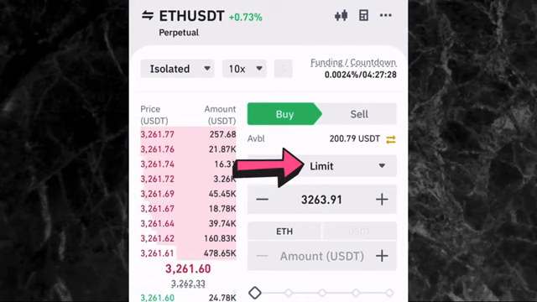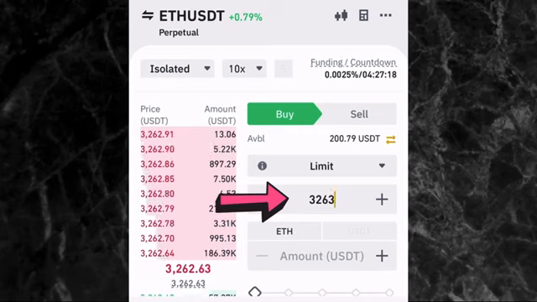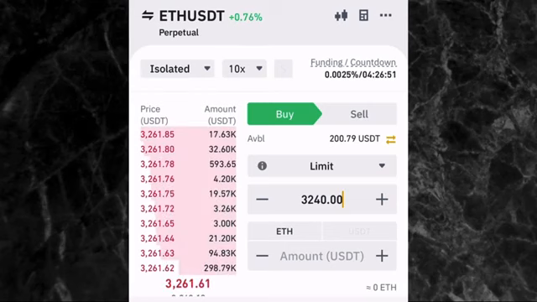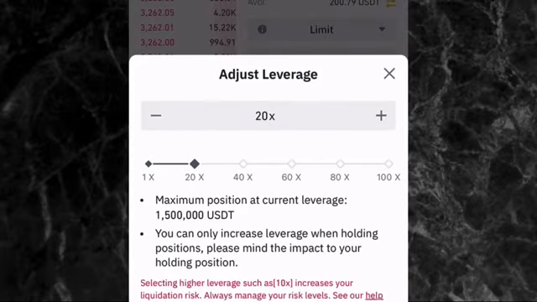Limit will allow us to set the price we want to enter the trade. Let's say, for example, you can see the price is currently at $3,260. We can decide that we want to enter the trade when it gets to $3,240. After you enter the price you want to enter the trade at, the next thing is to pick your leverage. At the top of the screen right here, beside isolated, tap on it and then pick your leverage. Let's say, for example, I'm using 20x leverage for this. I just tap on confirm.